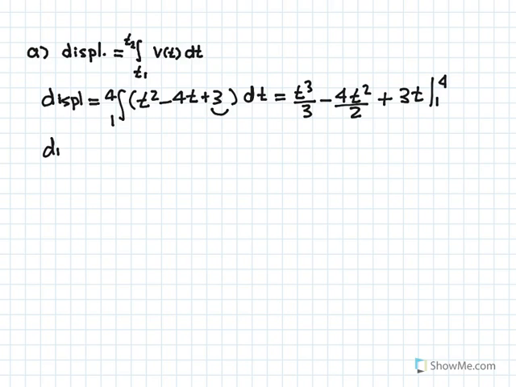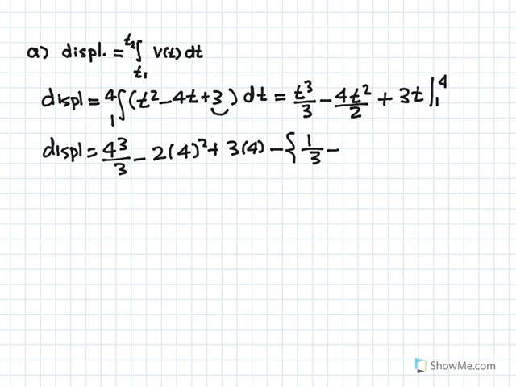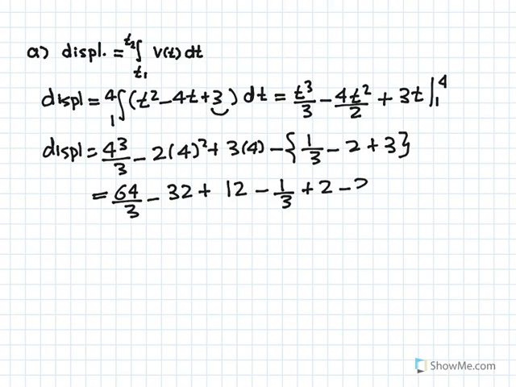Let's put the upper limit in, and we get 4 cubed divided by 3 minus 4 over 2 is 2, so we get 2 times 4 squared plus 3 times 4 minus, putting the lower limit in, we get 1/3 minus 4 over 2, that's 2, plus 3 times 1, that's 3. Let's simplify further. We get 64 over 3 minus 4 squared is 16 times 2, that's 32. 4 times 3, that's 12. Distribute the minus sign, minus 1/3 plus 2 minus 3.